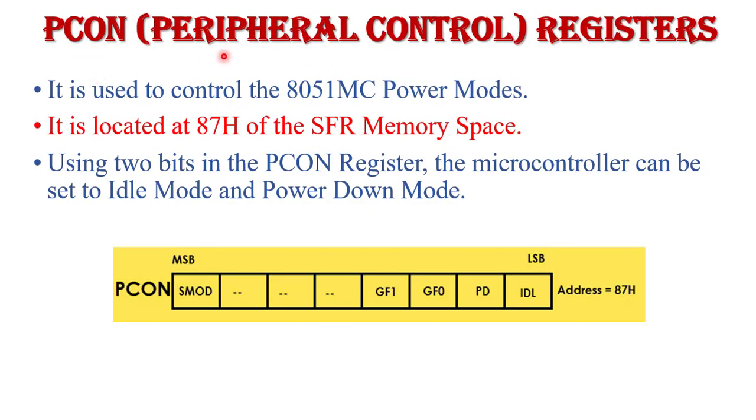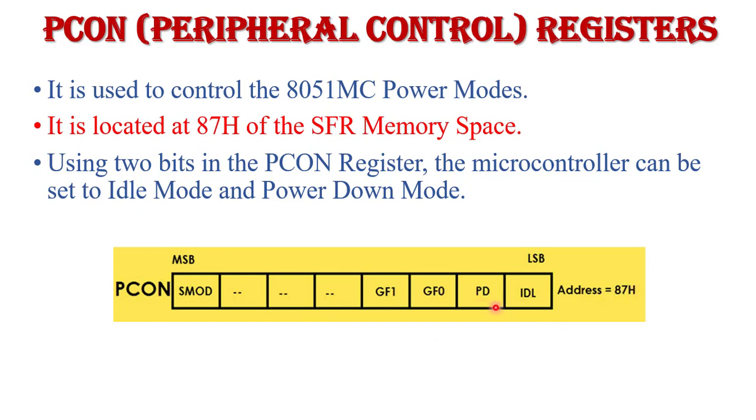Now next is the PCON register. PCON stands for power control register. This register is an 8-bit register. It is used to control the power mode of the 8051 microcontroller. It is located at 87H of the special function memory space. It means the physical address of the PCON register in the 8051 special function area is 87H.